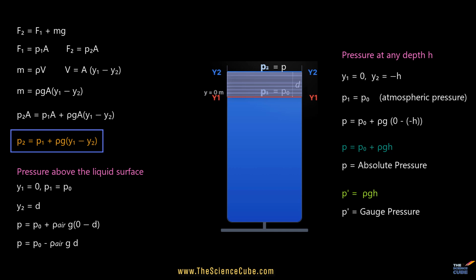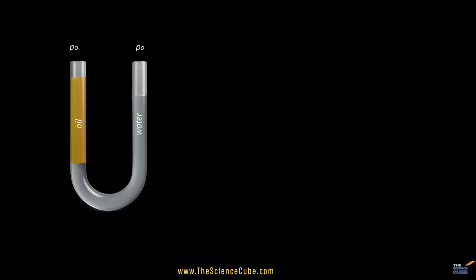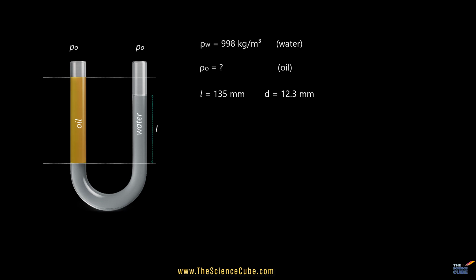Alright, let's now work through a practical example, something that will lock in your understanding of this concept. So what we have here is a U-tube with two liquids in static equilibrium. So we have water of density rho W equal to 998 kilogram per meter cube and oil with density rho O, that is unknown. Also, we can see that L is equal to 135 millimeter and D is equal to 12.3 millimeter. And the question is, what is the density of the oil?